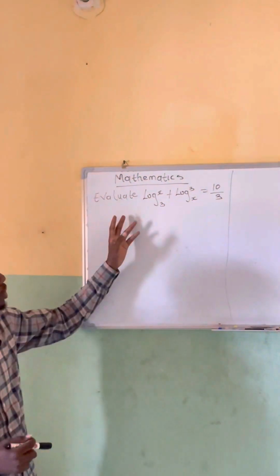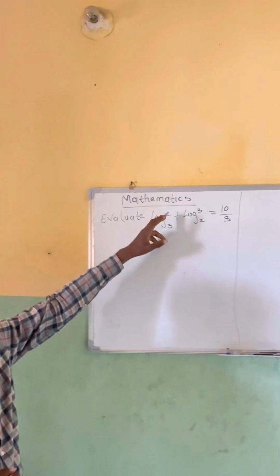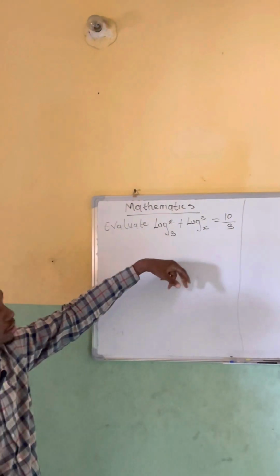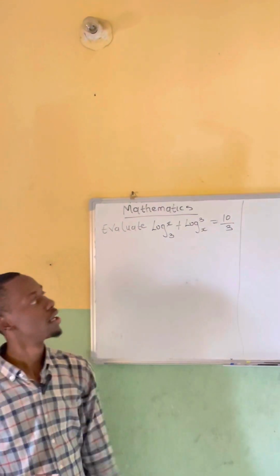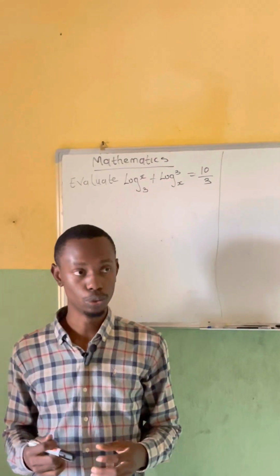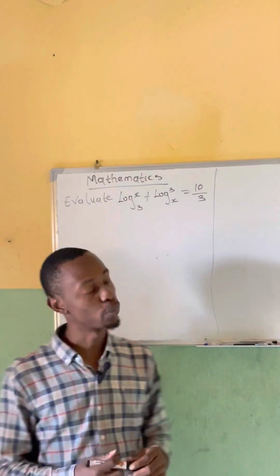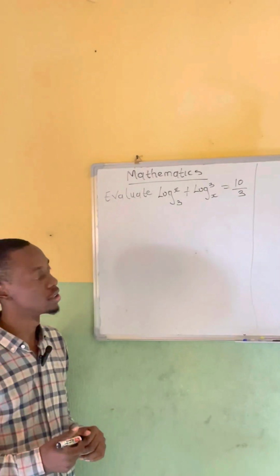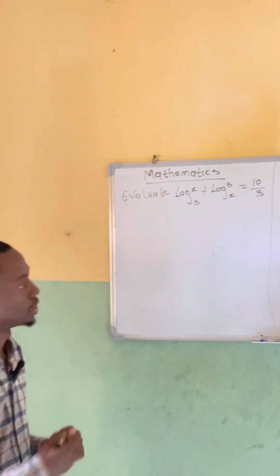Today we have this question on the board: evaluate log x base 3 plus log 3 base x equals 10 over 3. This is not like the usual laws of logarithm that we normally use, but this is also a correct question in the WAEC 2018. So let's see how we can solve this.